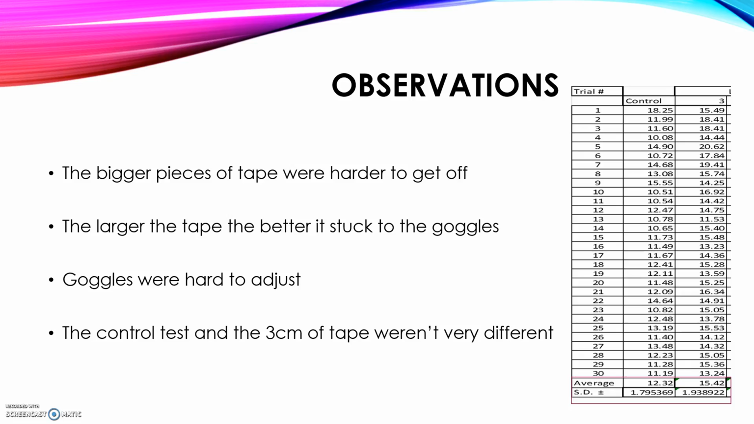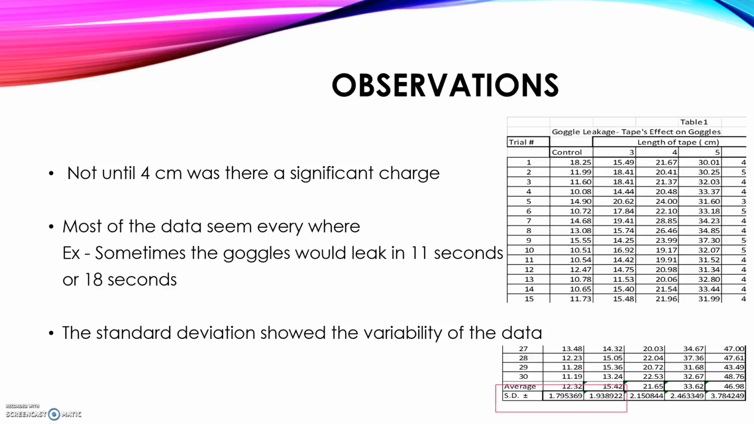Observations. The bigger pieces of tape were harder to get off, but also adhered to the goggles the best. The control and 3 centimeter trials didn't have very different averages. Most of the data within a trial was spread out. For example, in the control trial, the goggles leaked within 11 or 18 seconds, so I added the standard deviation.